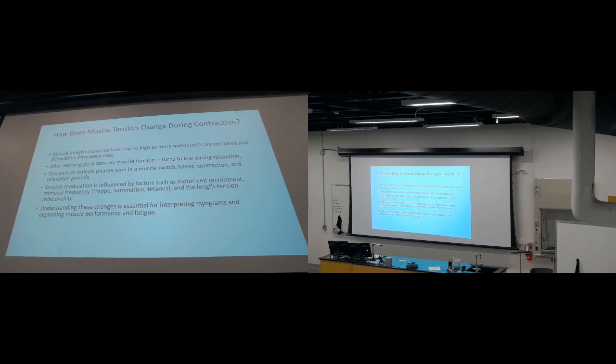And then you reach a peak, and then you will have to return to low tension during relaxation. Then you can have something called a muscle twitch, with latent, contraction, and relaxation periods. Latent is the potential that you have to generate that tension, that's why it's called latent. Then you have the contraction itself, and then the relaxation. And then you can modulate your tension by recruiting fewer motor units.